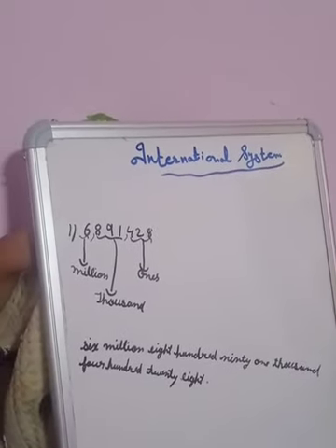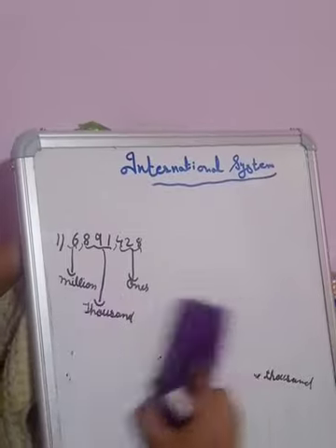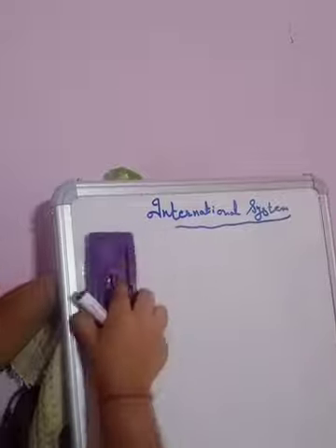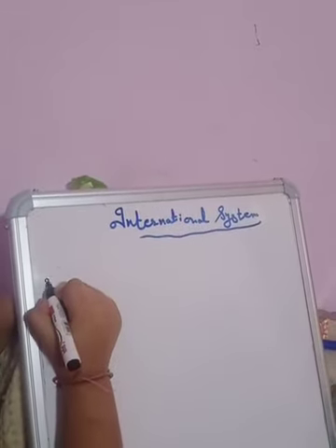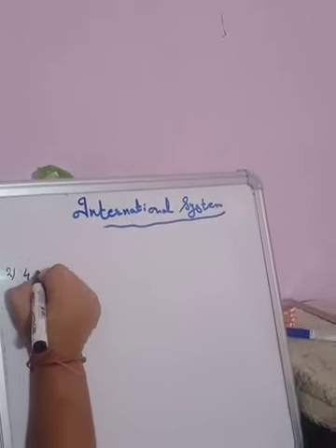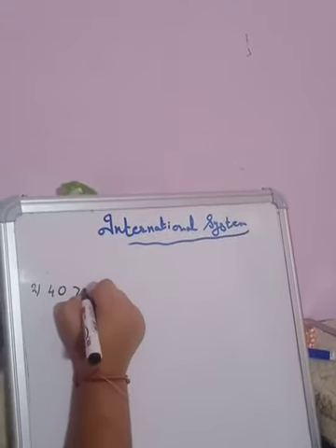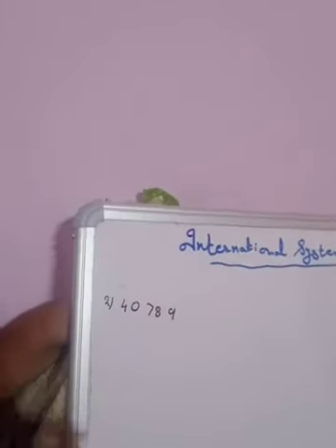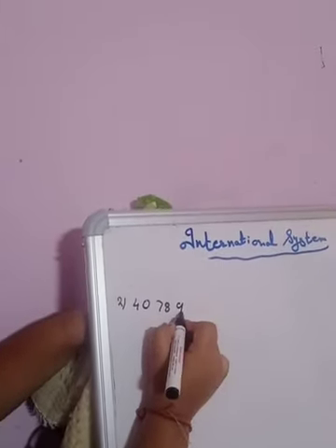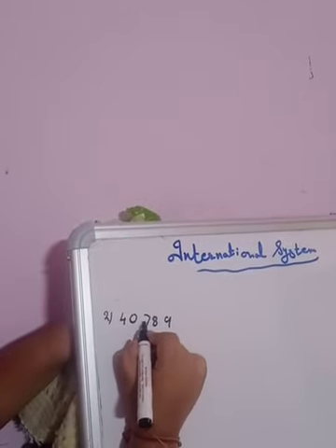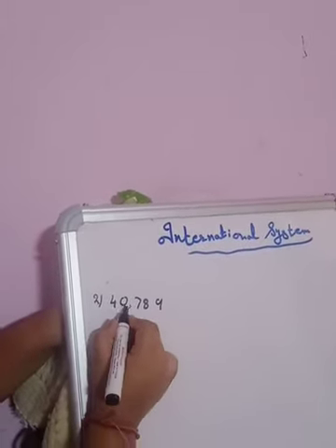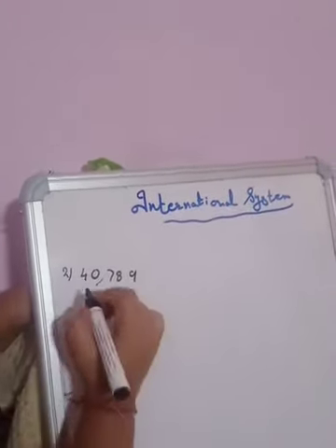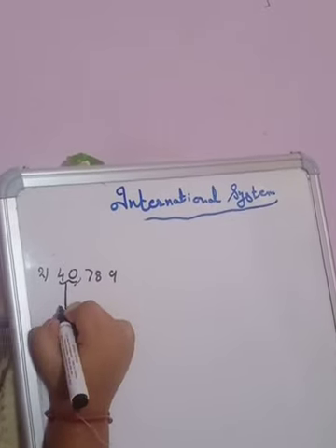My second example is. 3 digits. 1, 2, 3, comma. There is no 3 digit. It means there is no million. Let's rewrite. 40,000.